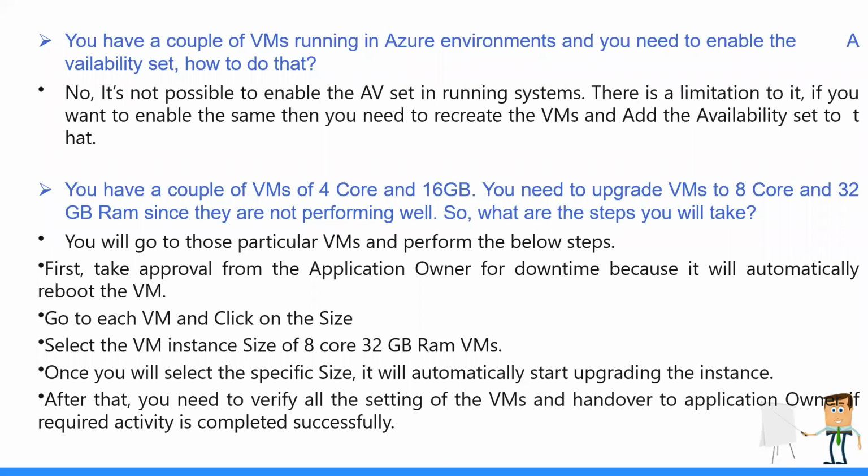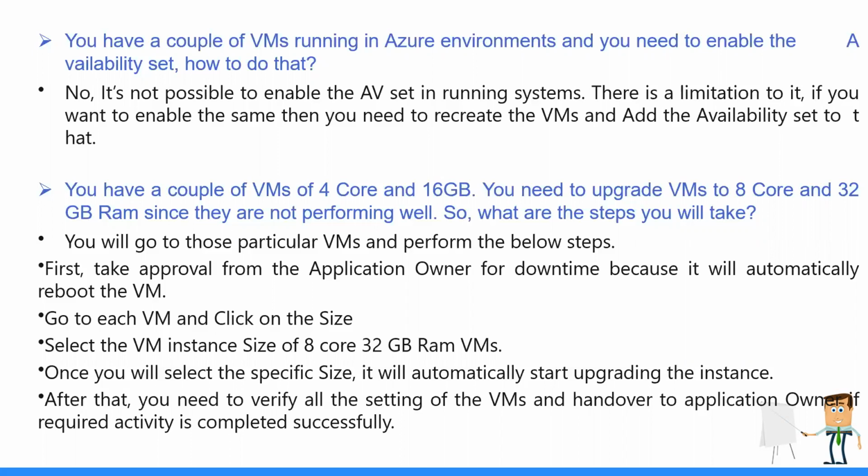Now, the next situation: you have a couple of VMs running in Azure environments and you need to enable the availability set. How do you do that? It's actually not possible to enable the availability set on a running system. There is a limitation to it. If you have to enable it, then you need to recreate the VM and add the availability set to that. That's how you have to do it.